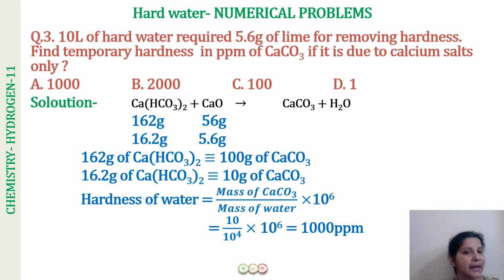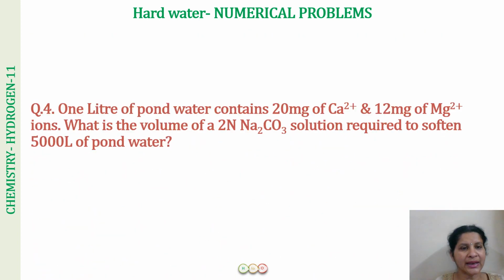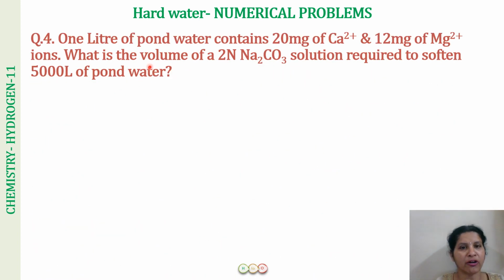is calcium bicarbonate. Now the next question is that 1 liter of pond water contains 20 milligram of calcium ions and 12 milligram of magnesium ions. What is the volume of a 2 normal sodium carbonate solution required to soften 5000 liters of pond water? So how are we going to do this?